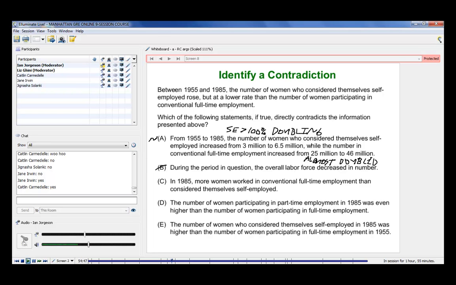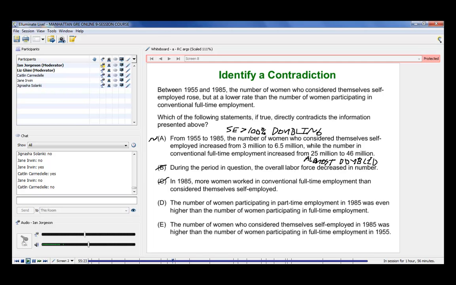All right, how about in 1985, more women worked in full-time employment than considered themselves self-employed? Do we know the actual number comparison between full-time and self-employed? Yeah, we don't know this because we don't know the starting numbers. If you start small and increase quickly, you might still end up smaller than something that starts big and increases slower. We'd have to know the starting point to know whether or not the total number in 85 was bigger for full-time employment.